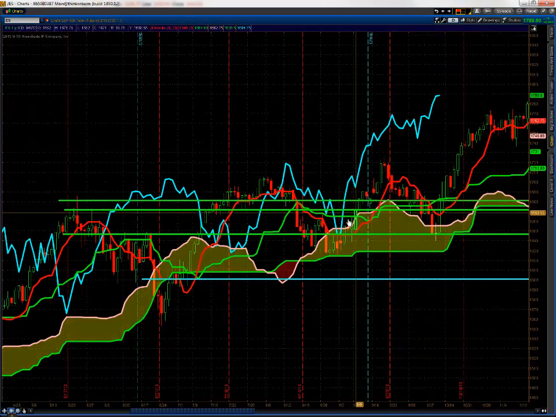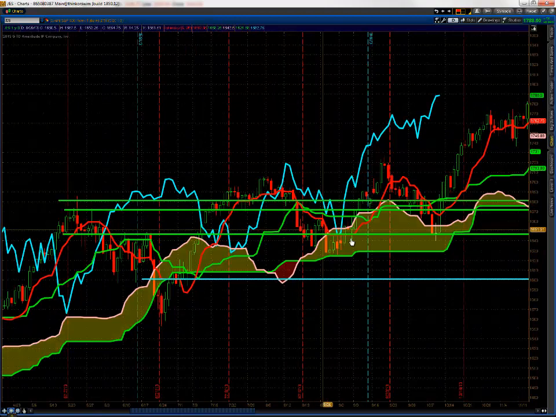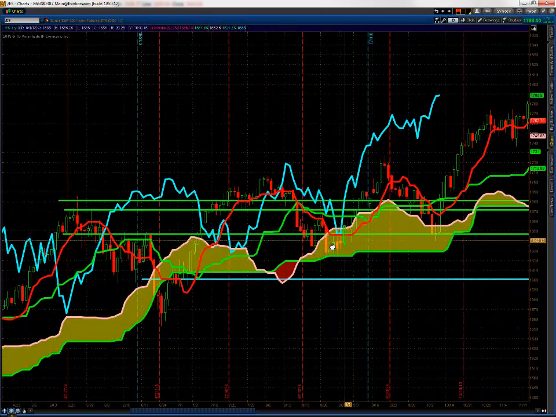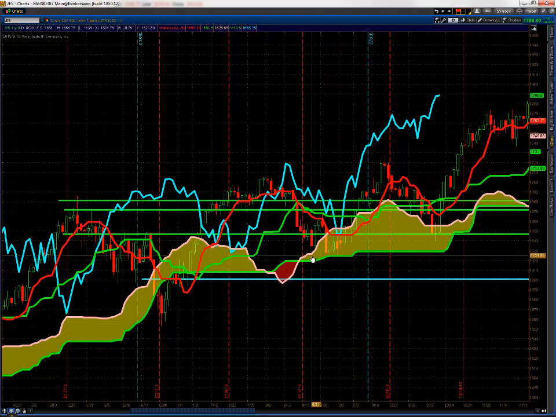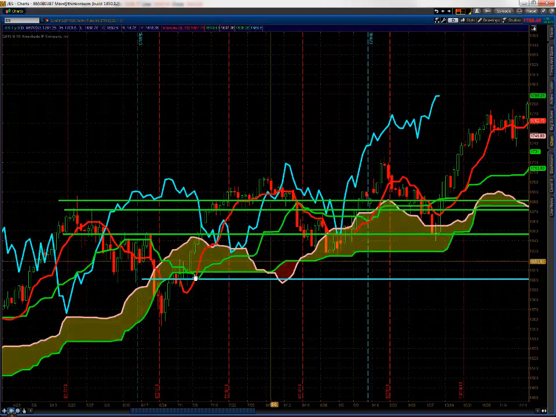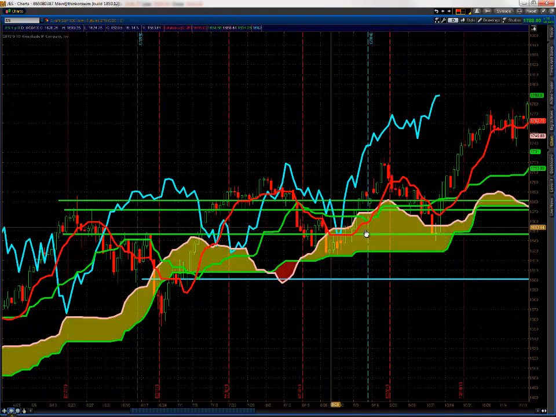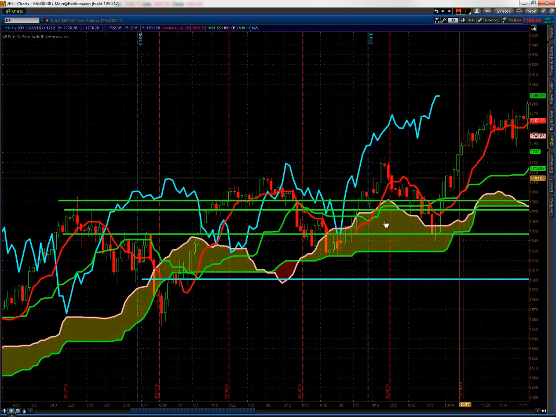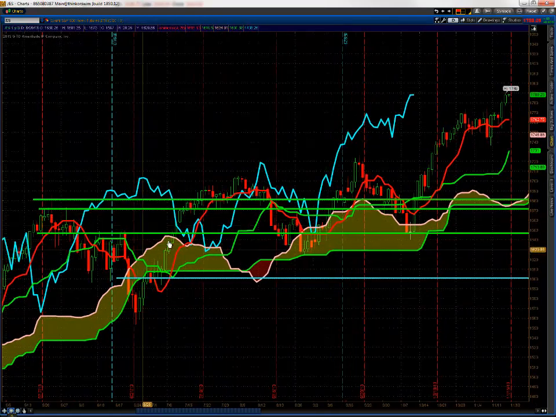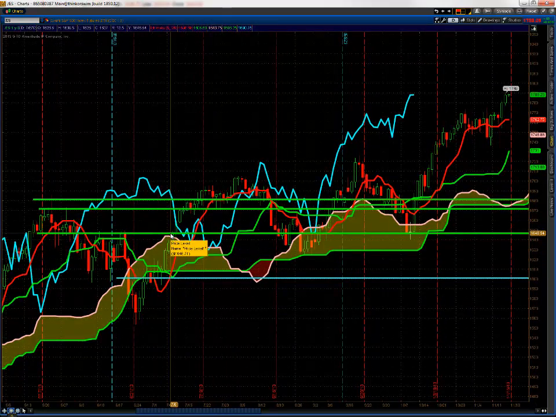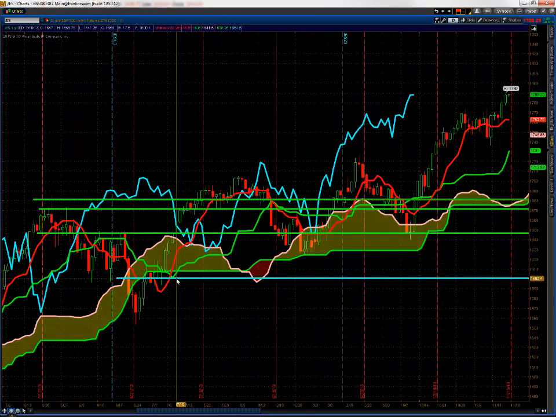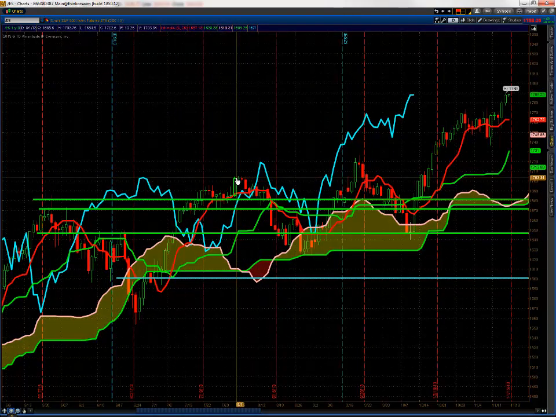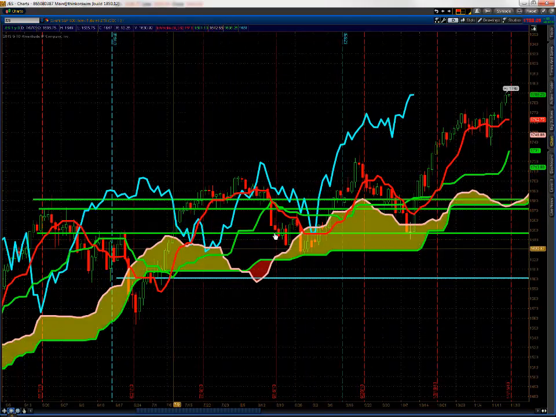We had a second setup here. What happened was we rallied up, we got into the cloud. Anything in the cloud is neutral territory. Usually what happens is if you get into the cloud and we break to the upside, then it resumes trend. So here is a buy setup, 1646. Your stop at 1600. Where did we get? To 1700. Boom. If you wanted to, you could have just stayed in this trade the whole time.